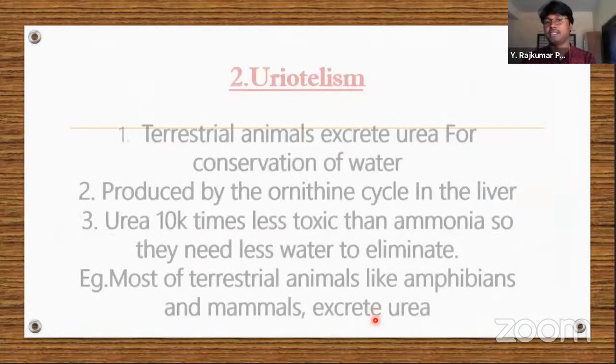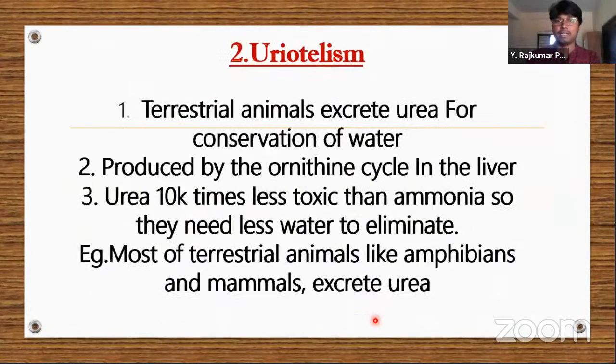Let's learn the next type, that is ureotelism. That means elimination of urea. Elimination of nitrogen in the form of urea is called ureotelism. These animals are called ureotelic animals. Terrestrial animals, that means the animals which live on land, excrete urea for conservation of water.